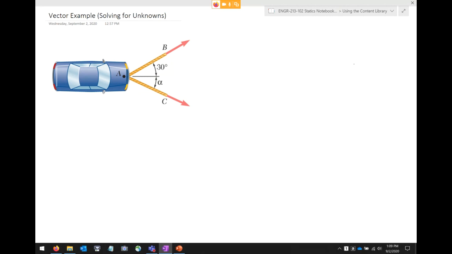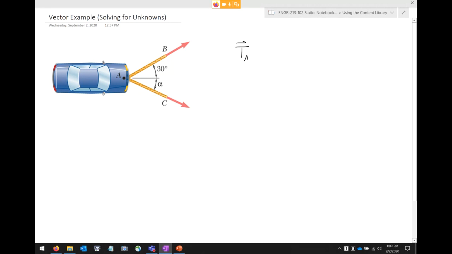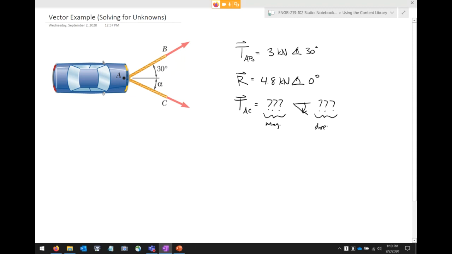Okay. So again, we've got this problem. Let's make sure that we're clear on what we know. We know the tension in AB is 3 kilonewtons at an angle of 30 degrees, and we know that the resultant needs to be 4.8 kilonewtons that's horizontal. So it needs to be flat. And so the tension in AC is some magnitude at some orientation. The way that I've got that drawn, maybe we'll draw it like that at some direction. Okay.